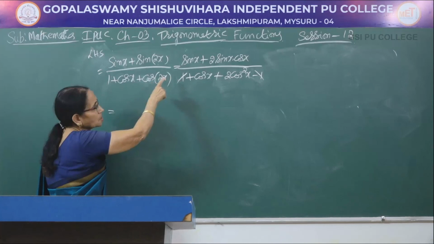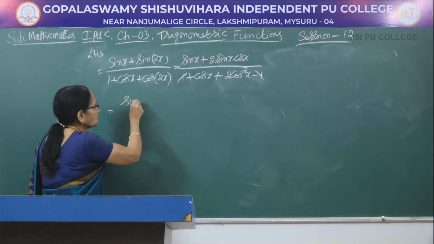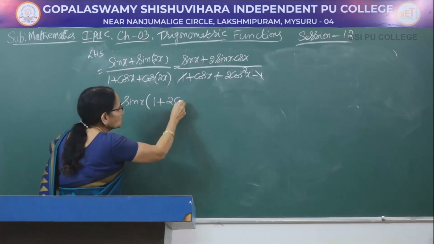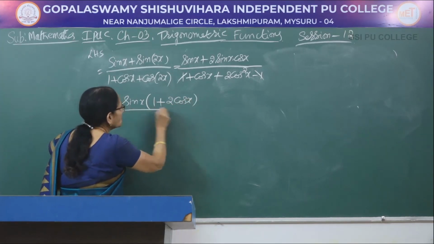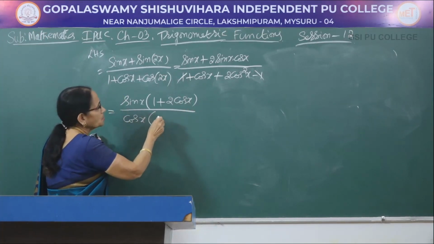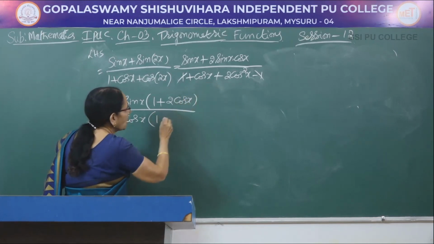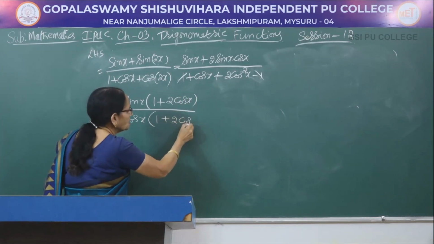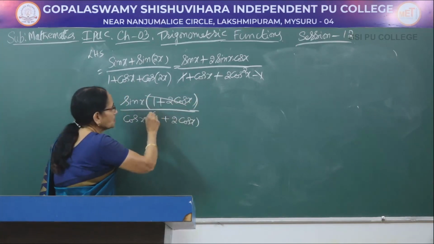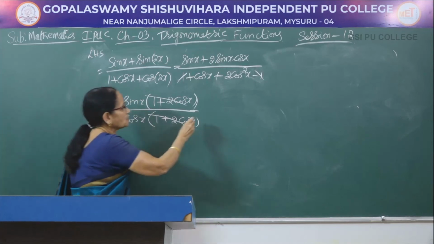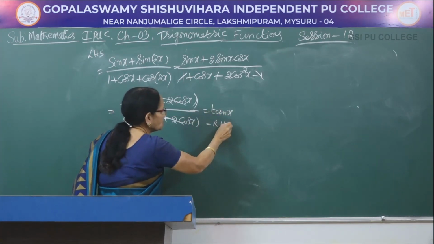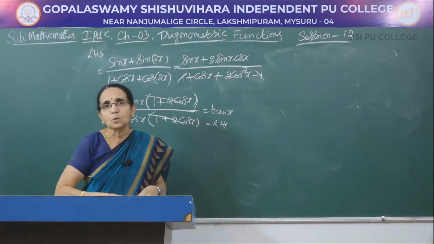And let me see what is common from the numerator. It is sin x into what is remaining, 1 plus 2 times cos x. In the denominator also, you take a common factor, it is cos x into 1 here, and another cos x is remaining, that is 2 times cos x. Look here, both of them get cancelled. Sin x by cos x would be equal to tan x. That is the right hand side, isn't it? So, this is how we have to think.